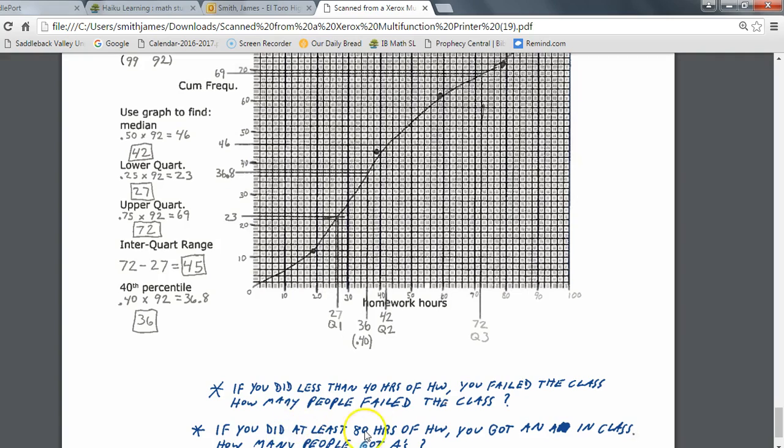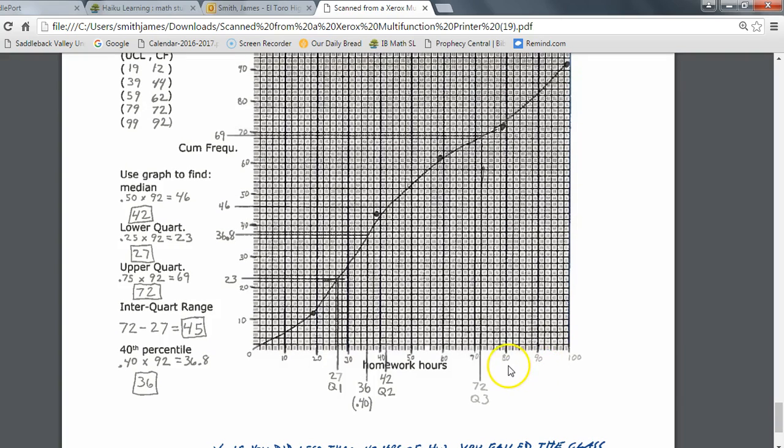Same thing right here. If it says if you did at least 80 hours of homework, you got an A in the class. So how many people got an A? Well, I need to do at least 80 hours of homework. So let's take a look at that. Right here I have my 80 hours of homework. So if I trace this up and over, and let me take that straight over as best as I can, it looks like that would be about 74.